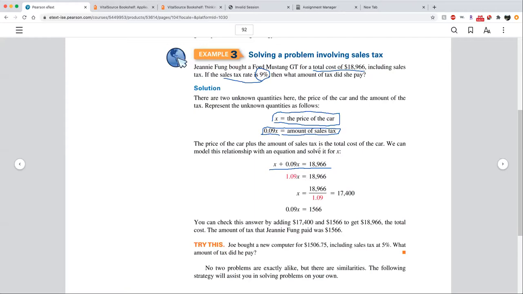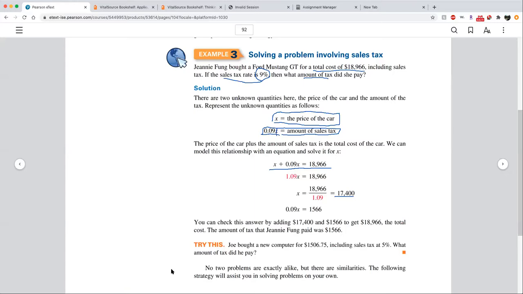So we solve that equation. We simplify the left hand side and then divide by 1.09. So we got this. Keep in mind this is not the final answer. The answer is what? We have to find the amount of sales tax. How can you find the amount of sales tax? We multiply the price of the car by 0.09.